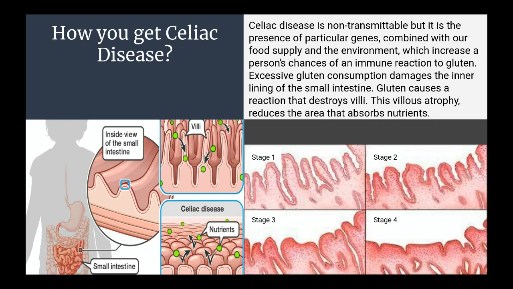How do you get celiac disease? Celiac disease is non-transmittable, but it is the presence of particular genes combined with our food supply and the environment which increases a person's chance of an immune reaction to gluten. Excessive gluten consumption damages the inner lining of the small intestine. Gluten causes a reaction that destroys villi. This is called villous atrophy, and it reduces the area that absorbs nutrients.